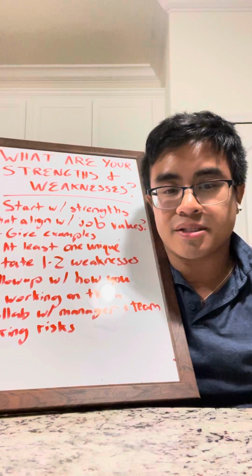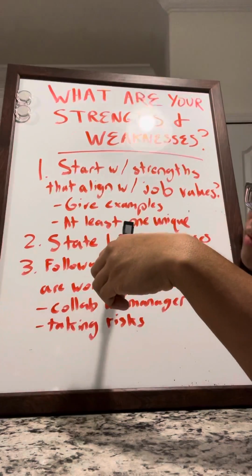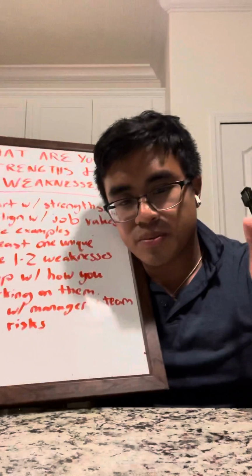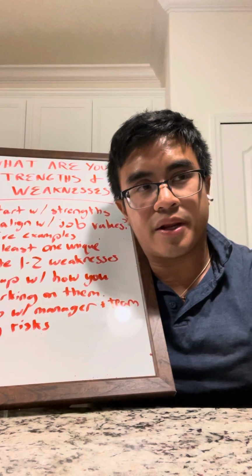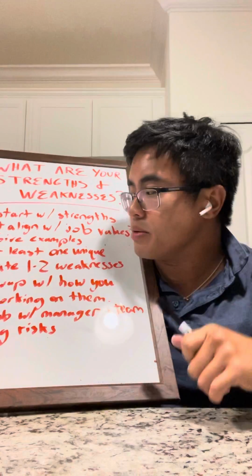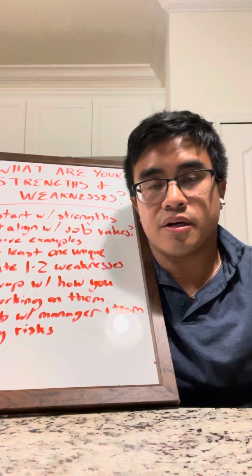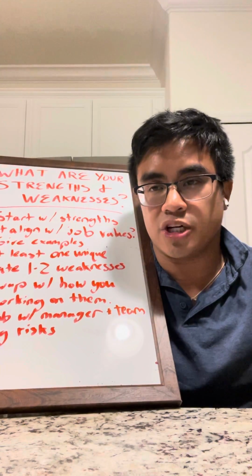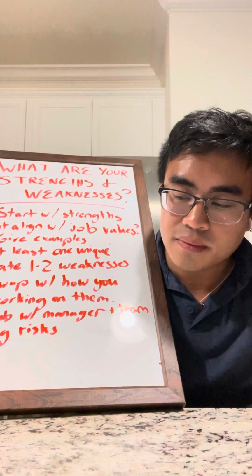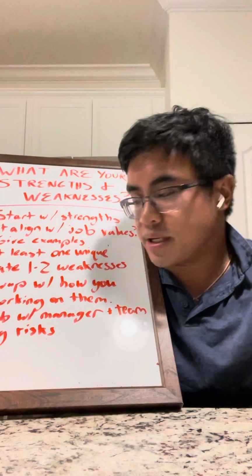So I hope that makes sense. In summary, you start with your strengths and you give examples for each of them, one or two. At least one of them has to align with the job values, or if you can't find it, the company values. And one of them has to be something that is unique, that is not apparent in the job description or the company values, but can be a cultural add to the company.